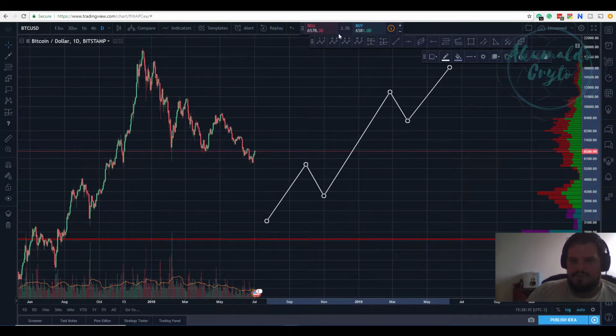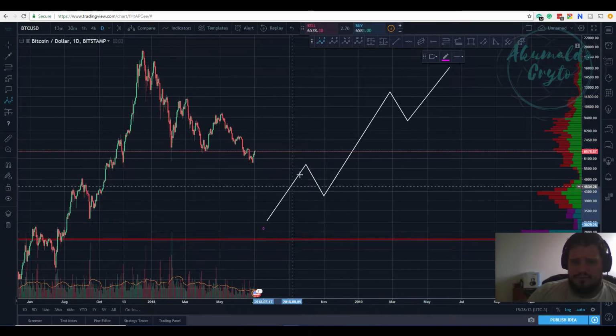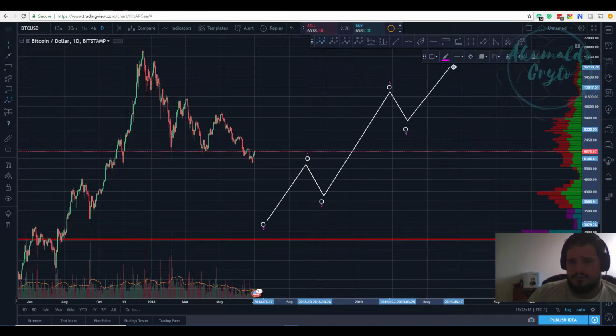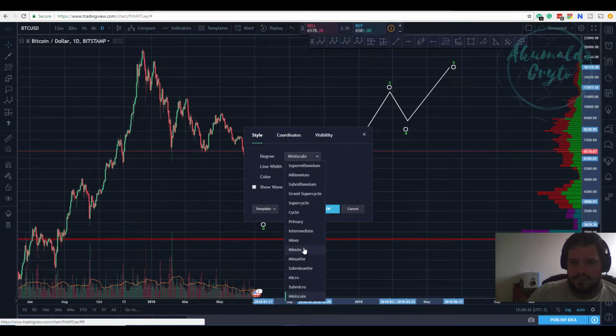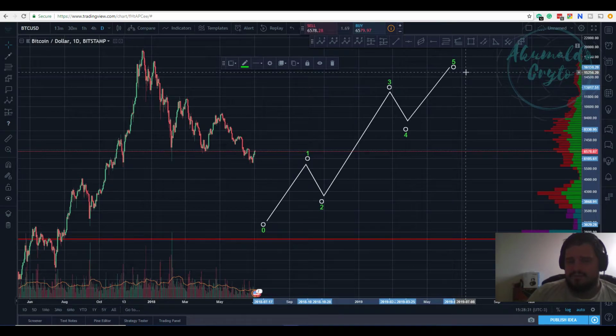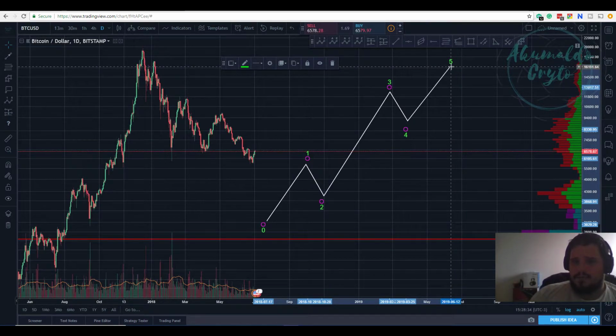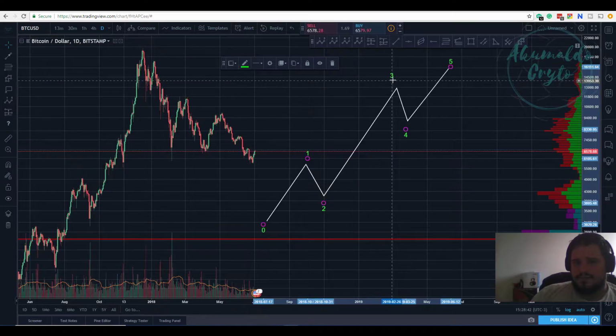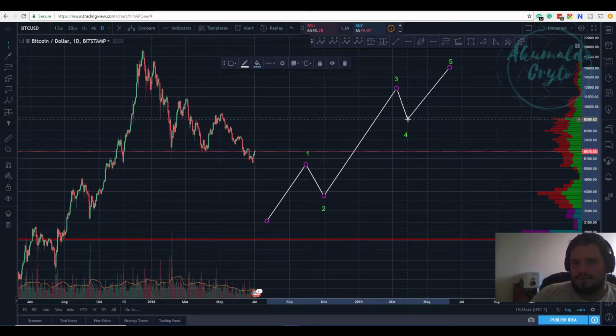Okay, remember. Here we have our first wave, 1, 2, 3, 4, and then 5. Let me change the color, green, and the degree. I'm going to put minor, just because it's a 0, 1, 2, 3, 4, 5, really simple. Okay, so here we have our structure. An impulse wave, and like I said, this is a leading diagonal, right? Why? Because we can spot a diagonal here.